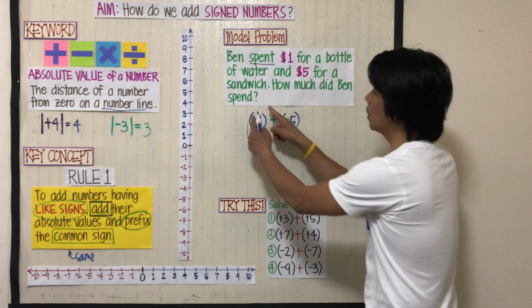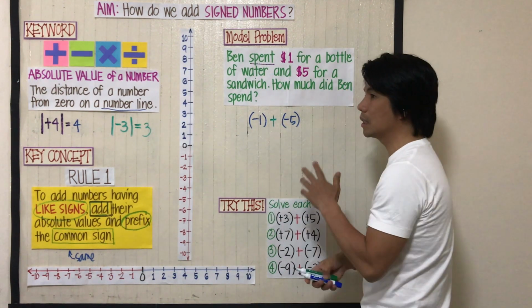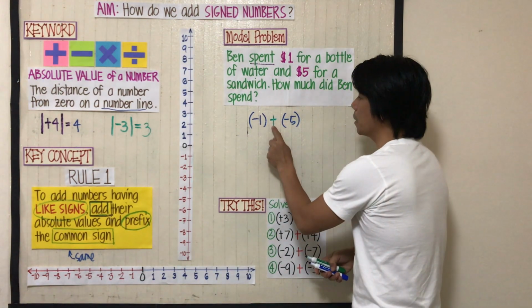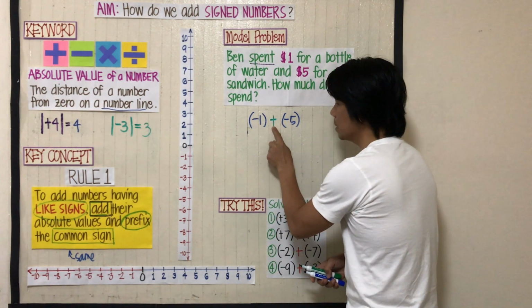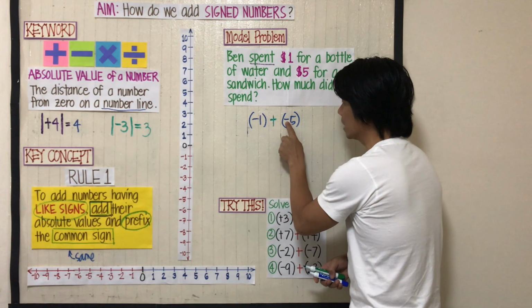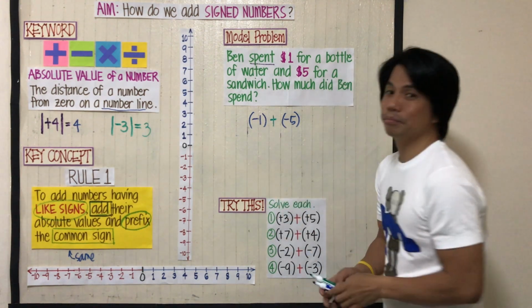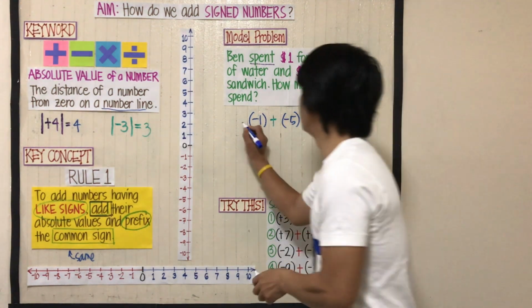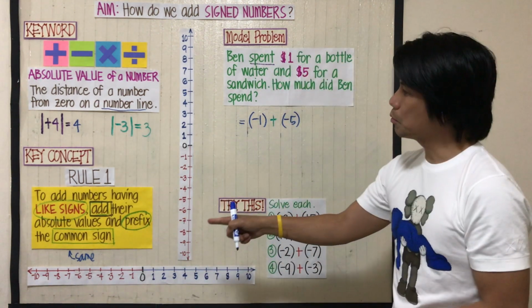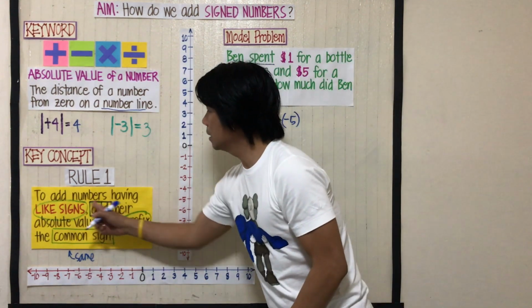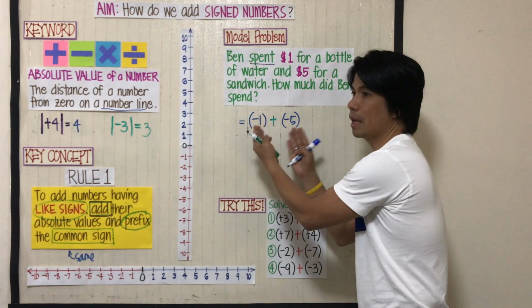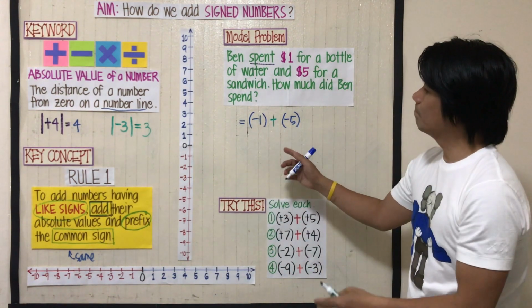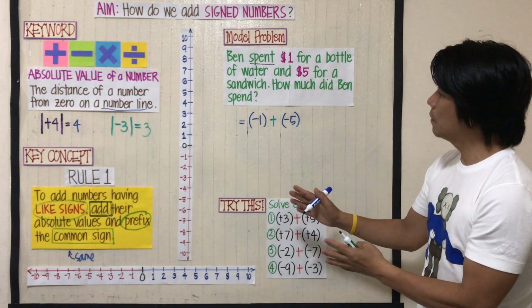Now again, we want to put the parentheses so that we can distinguish the operation symbol and the sign of the number. This is the operation, addition, and that is negative. That's a negative as well. Okay? Now, going back to the rule, to add numbers having like signs, they have like signs, both of them are negative numbers. So just simply add their absolute value.